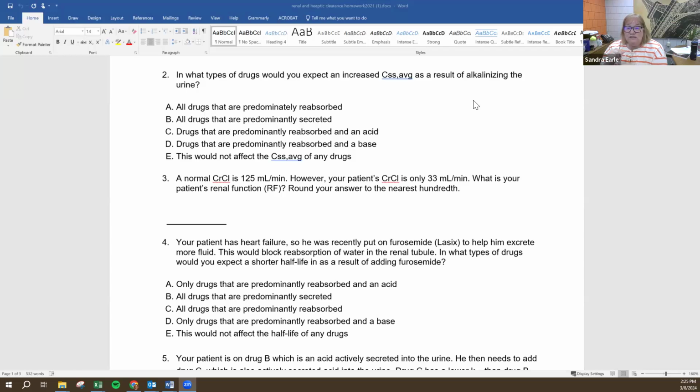I think that's a little tricky. I think that makes sense, at least to me. Okay, so we're looking for something that enhances reabsorption. So we want it to be in the unionized form. So if we alkalinize the urine, will an acid or a base be preferring the unionized form?